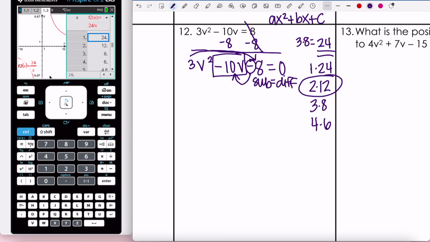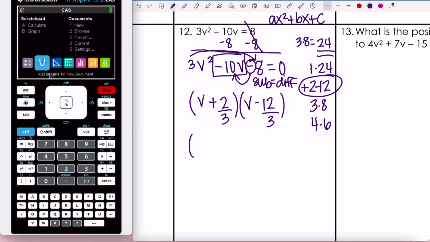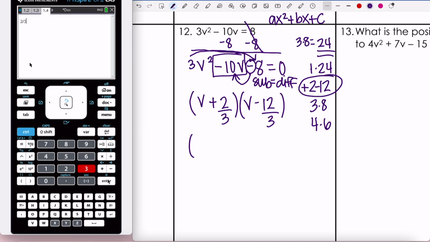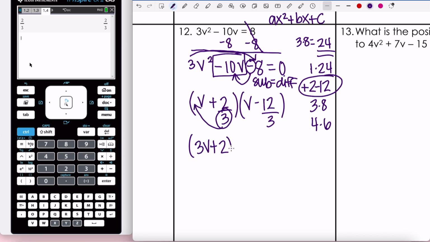So I look at my middle term. I want to make this a negative 10v. So that means I'm going to have a positive 2 and a negative 12. Setting up two sets of parentheses, I'm going to put v at the beginning of both, and I am substituting in those two factors. My next step is to divide by my leading coefficient before I reduce. If I try to reduce my first factor, 2 over 3 does not reduce. So I'm going to do bottoms up, and my first factor is 3v plus 2. Looking at my second factor, 12 divided by 3 gives me 4. So here, this reduces to 4.